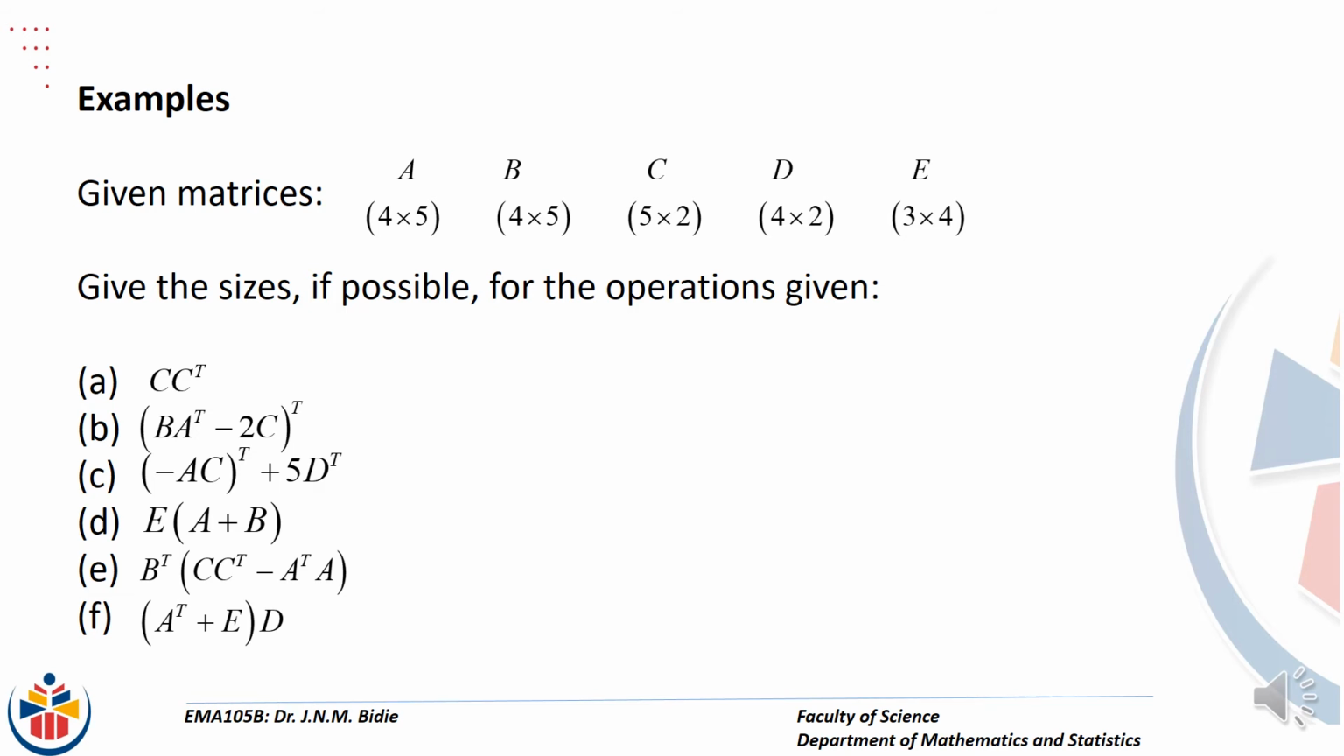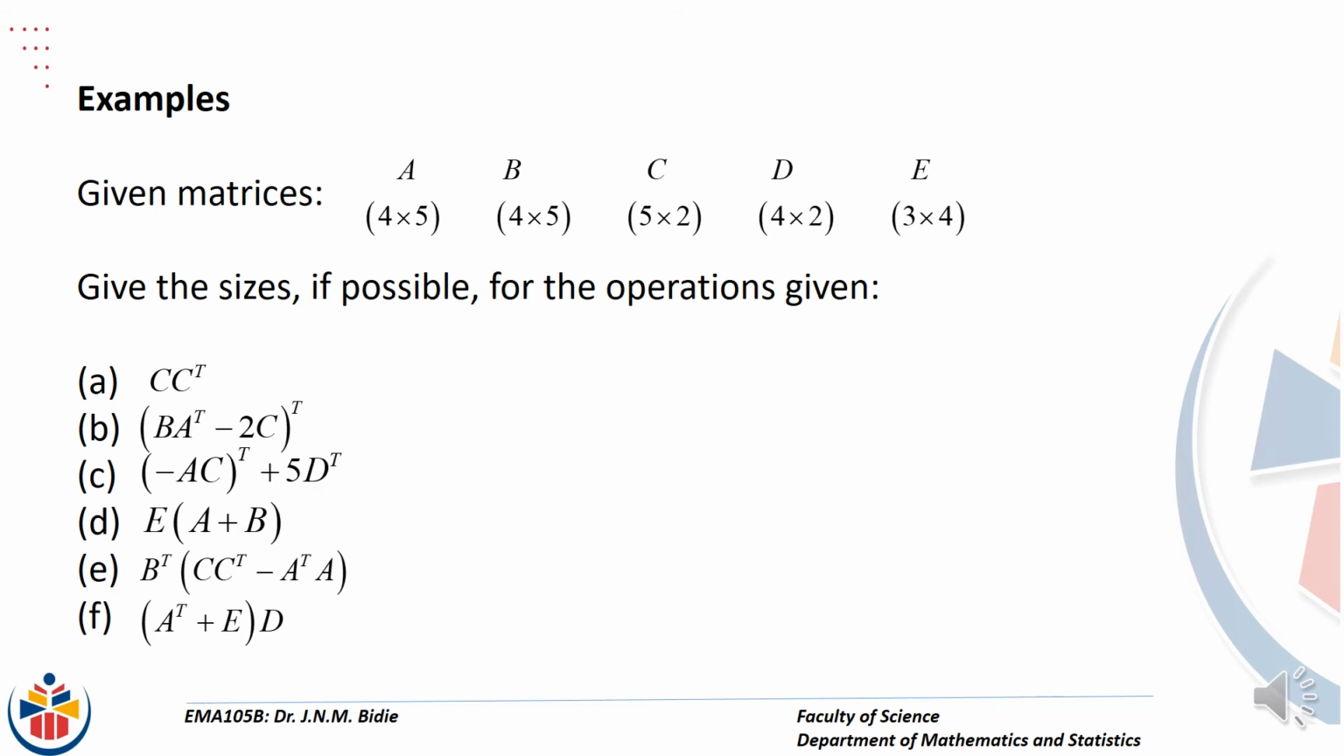Now, before we continue, we need to realize that a transpose of a matrix swaps around the columns and the rows. So if a matrix was a 2 by 3 matrix, then its transpose will be a 3 by 2 matrix. Let's remember that as we continue. And also, we need to remember that we cannot add or subtract matrices unless they have the same size.